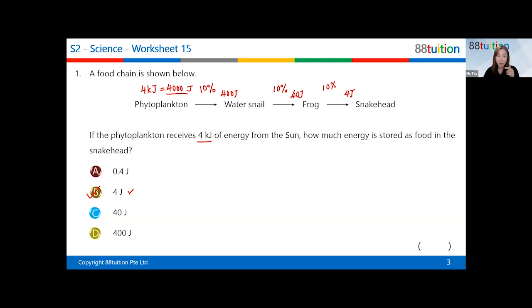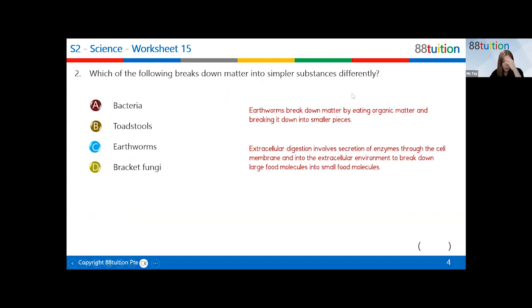Okay, Yu Yuan, you said 0.4. 0.4 is not the answer, you know. Yu Yuan, do you know how to calculate this? I see. Okay, so you can understand this part now. Question 2. Now, which of the following breaks down matter into simpler substances differently?